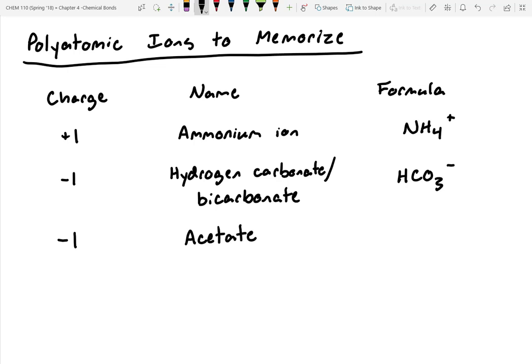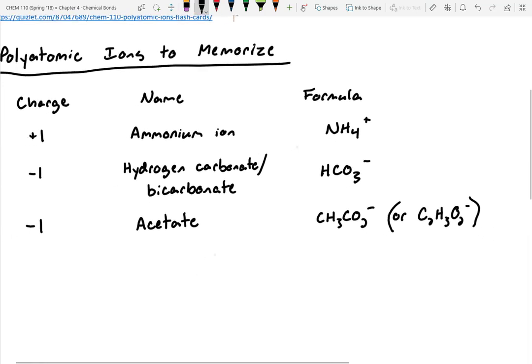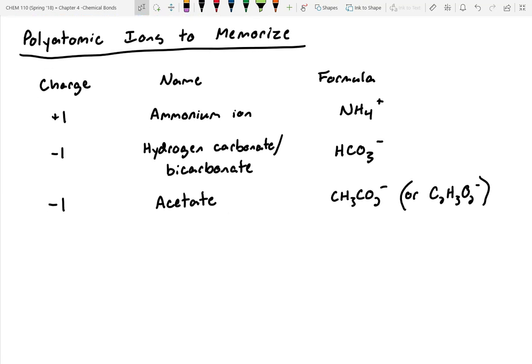And the acetate ion can be represented a few different ways. So CH3CO2 minus, or you can represent it as C2H3O2 minus. You might see it written both ways, so I do like to show it both ways. I kind of prefer the CH3CO2 minus because it lets you know a little bit about the connectivity of atoms, versus the C2H3O2 doesn't tell you very much about the connectivity. All right, so that's a common one.